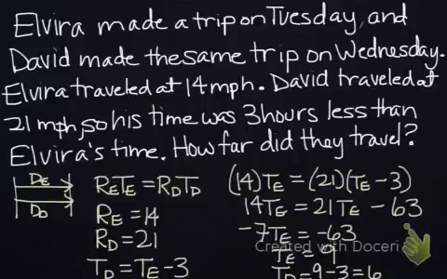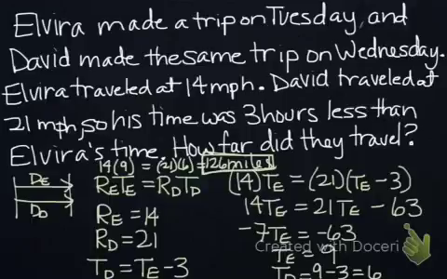So we have to go back to the distance equation, rate times time. The rate of Elvira was 14 and her time was 9. David's rate was 21 and his time was 6. When we multiply 14 times 9, or 21 times 6, we get 126. And that is our solution. The distance they traveled was 126 miles.